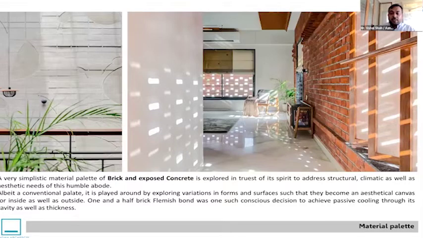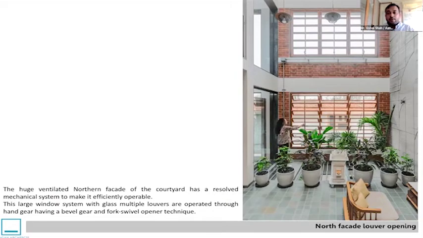So a very simplistic material palette of brick and exposed concrete, which is also the outside language, and what is offered even inside. So though a very conventional palette, it is played around by exploring variations in forms and surfaces, such that they become an aesthetical canvas. So use of inclined bricks, or maybe just protruding some of them, creating patterns, brings in a lot of interest into this material, and it gives us the required variation.